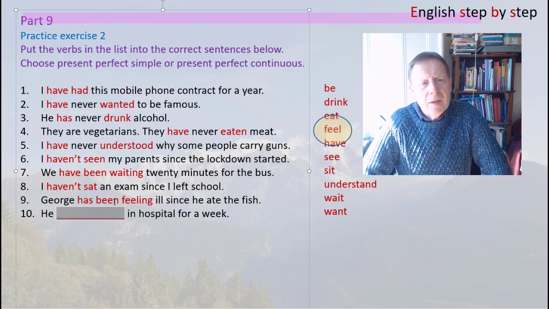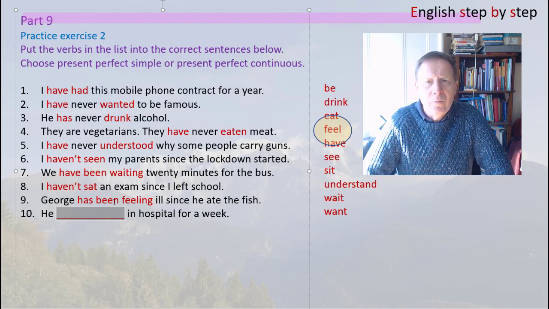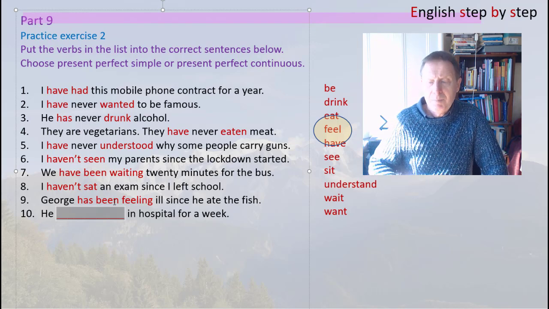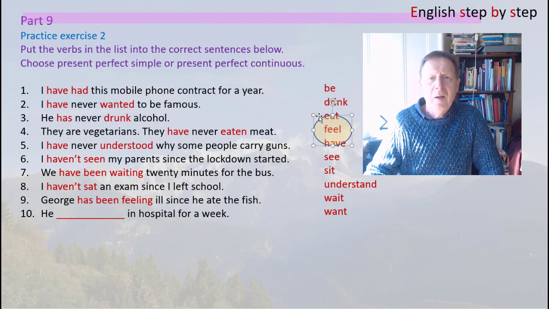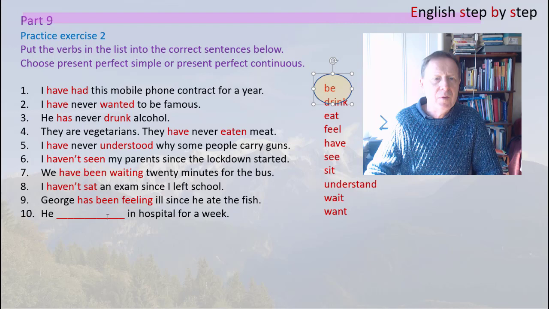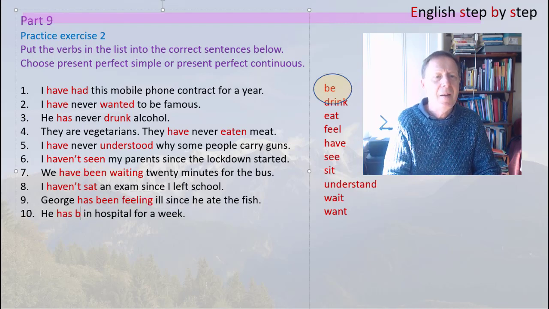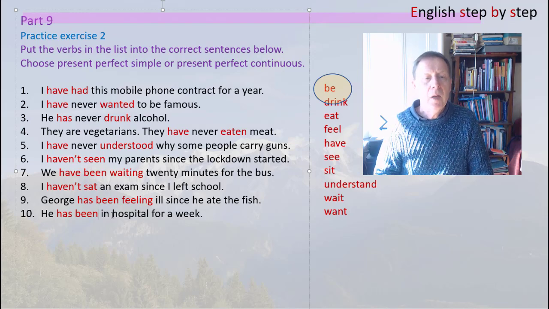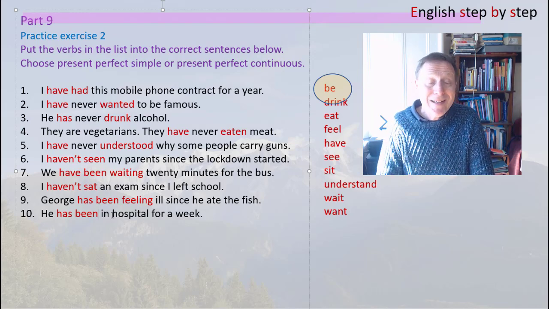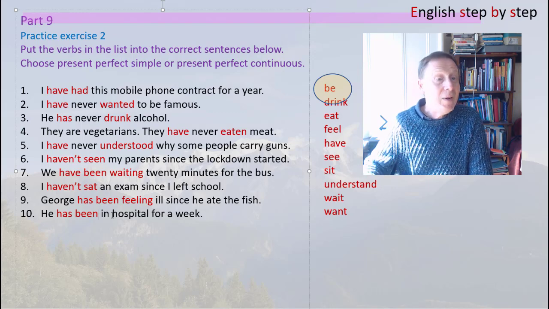Number 10, the last one, he's something in hospital for a week. Now the only verb left is be. You can see that up here, be, and we have to say he's still in hospital, so he has been in hospital. And of course, this verb to be can never be continuous. So that brings us to the end of practice exercise 2.